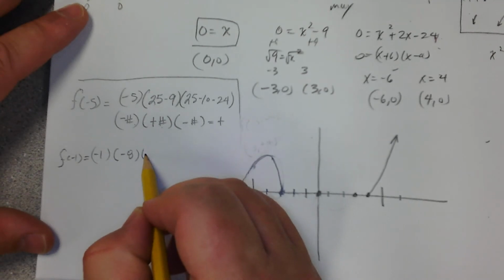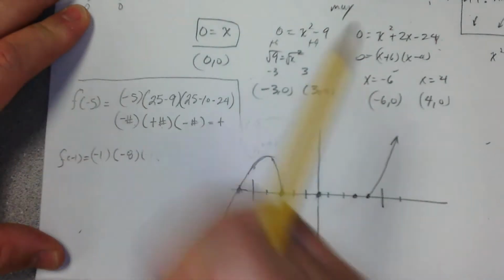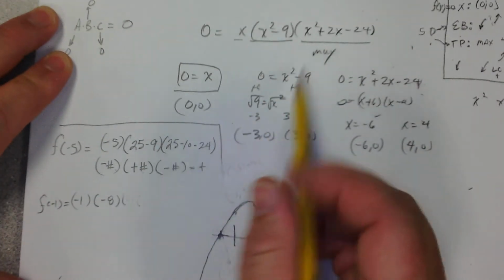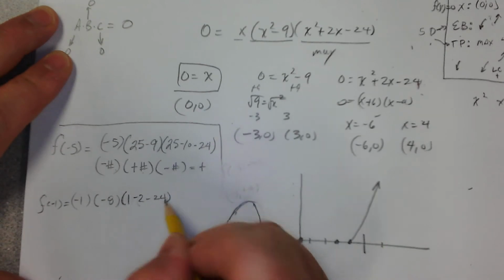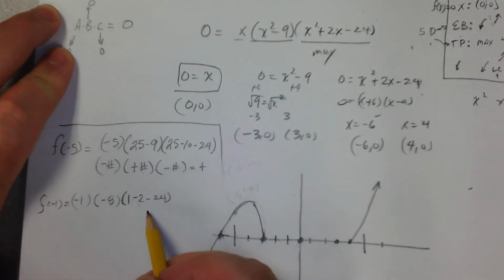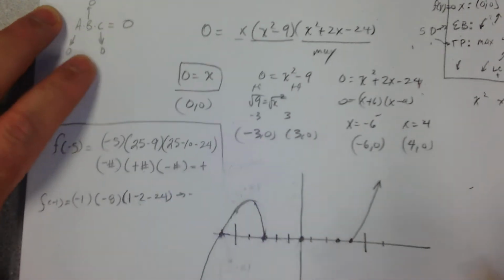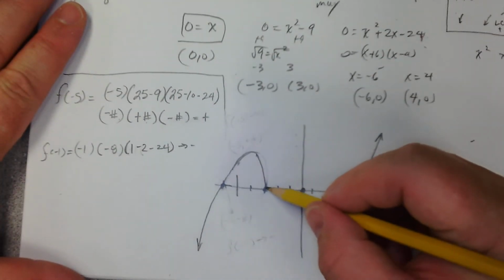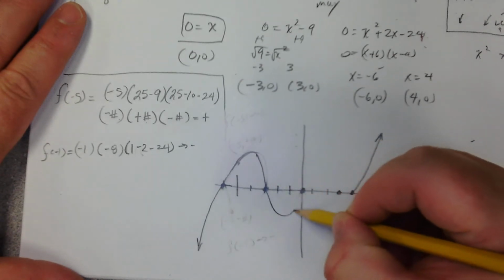And then negative 1, oops, so I'm plugging it in here, right? So negative 1 squared is 1. Minus 2 minus 24. So this is a negative times a negative times a negative. A negative times a negative times a negative gives me a negative number. That means it's going to go down. From here, it could turn back up or it could go down. I'm going to go down to there.